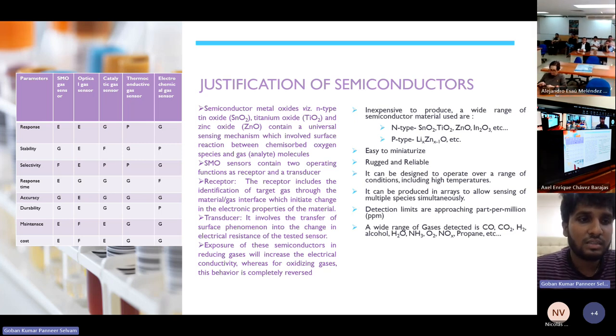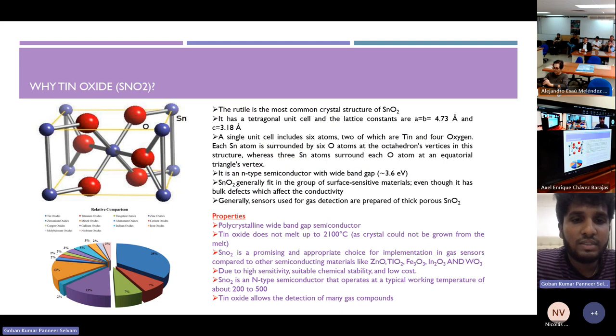You can see the researchers have shown that for the parameters of response, stability, selectivity, response time, accuracy, durability and maintenance, compared to the other sensors, metal oxide sensors give excellent results. So we are considering a semiconductor metal oxide for the gas sensor. Though there are zinc oxide, titanium oxide, and many other metal oxide semiconductors, we chose tin oxide because of its excellent properties, a wide band gap of 3.6 electron volts. It's rutile, the most common crystalline structure.